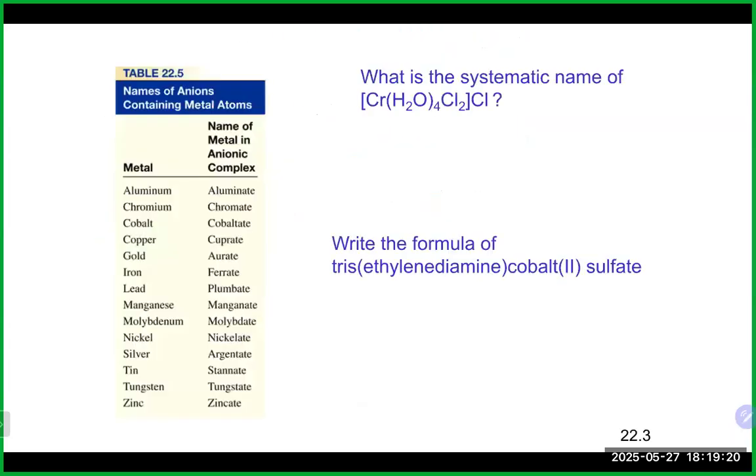All right, try a couple more. Here's some more fun element names in case you need. Top one, we want to know what the name is. Bottom one, why don't we write a formula? See how that goes.